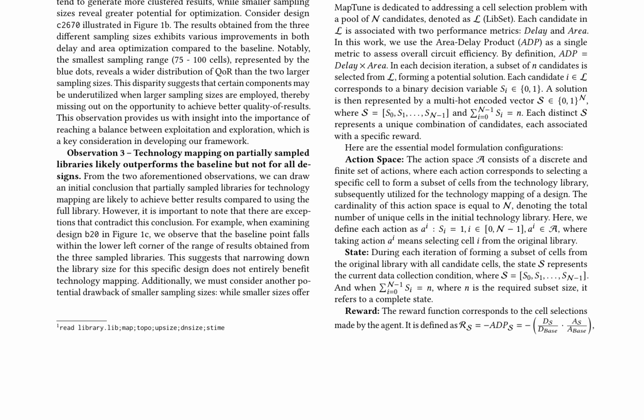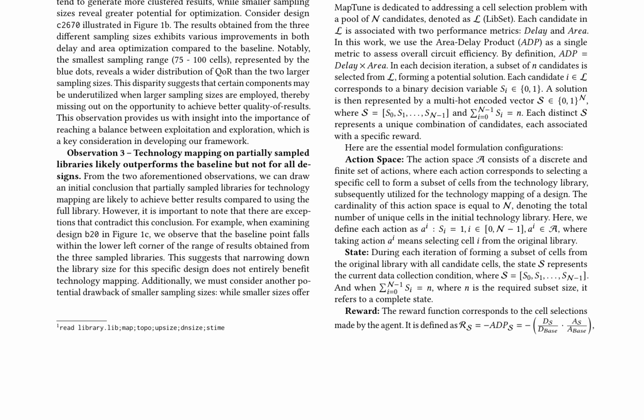In each decision iteration, a subset of candidates is selected from the library, forming a potential solution. This solution is represented by a multi-hot encoded vector S, where each distinct S represents a unique combination of candidates, each associated with a specific reward. The essential model formulation configurations include the action space, state, and reward.